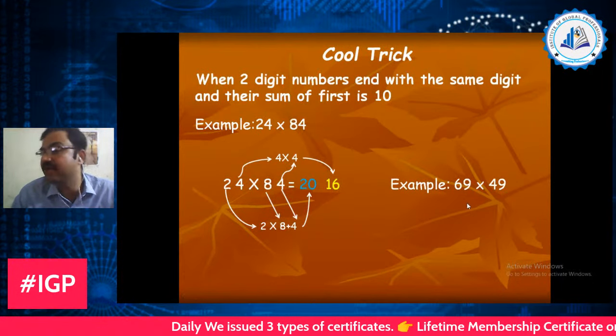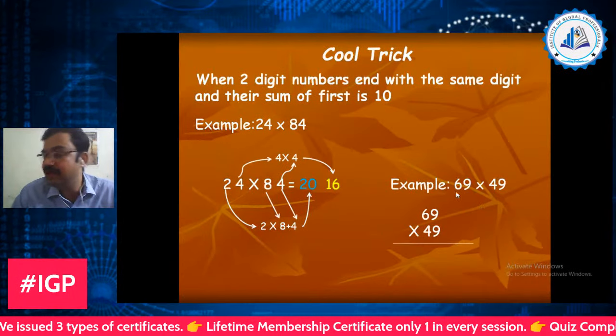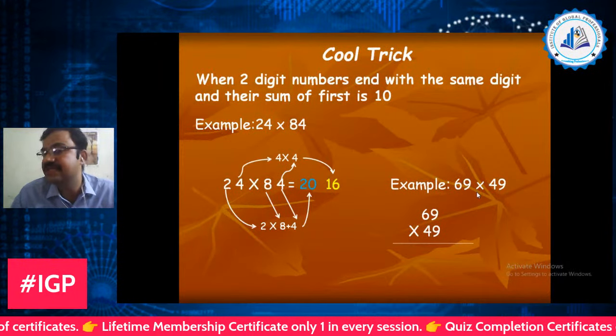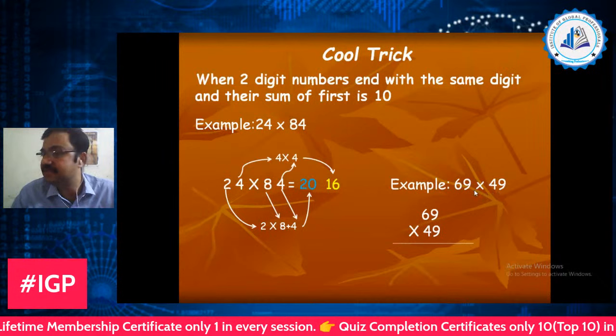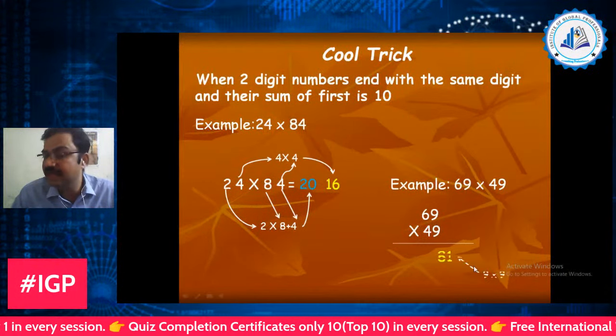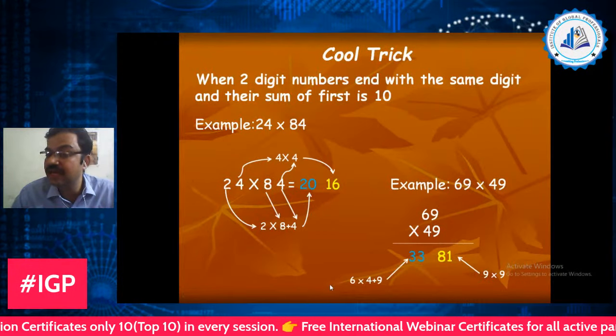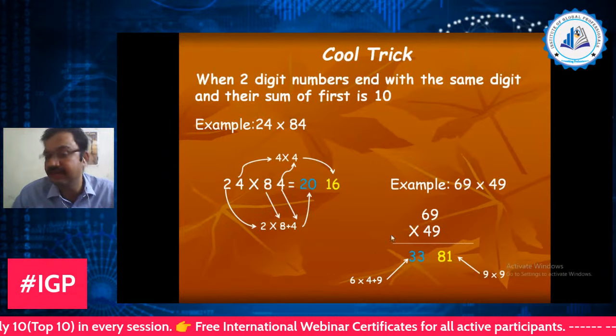Now take another example. If we want to multiply 69 by 49, the sum of the first digits is 10, and the last digit is the same, that is 9. So first we multiply 6 by 4, which is 24, plus 9, that is 33. Then 9 nines are 81.